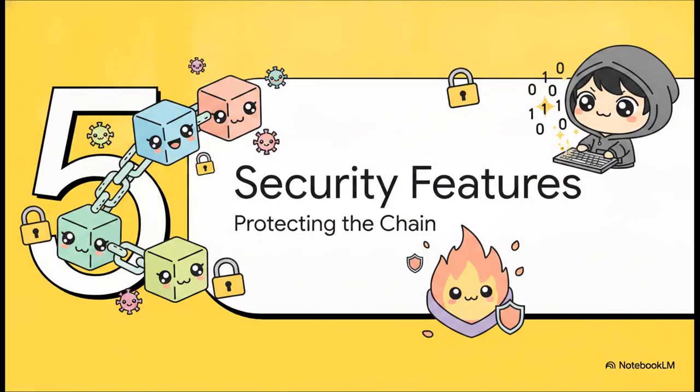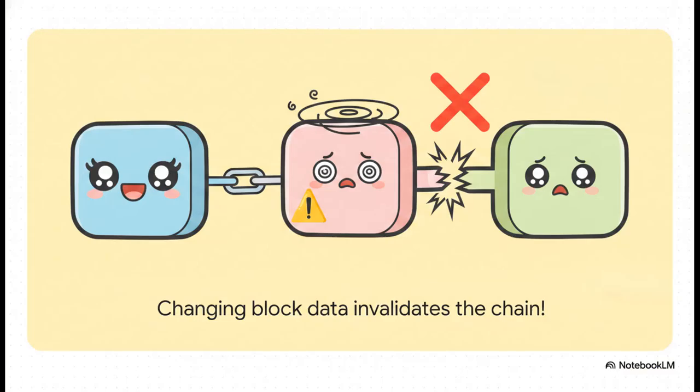Section 5. Security features. But what actually happens if a hacker tries to tamper with the data inside one of these blocks? Well, here is where the absolute genius of hashing comes into play. If a hacker changes even a single decimal point in the data of a block, that block's unique SHA-256 hash instantly changes into a completely different string of characters.